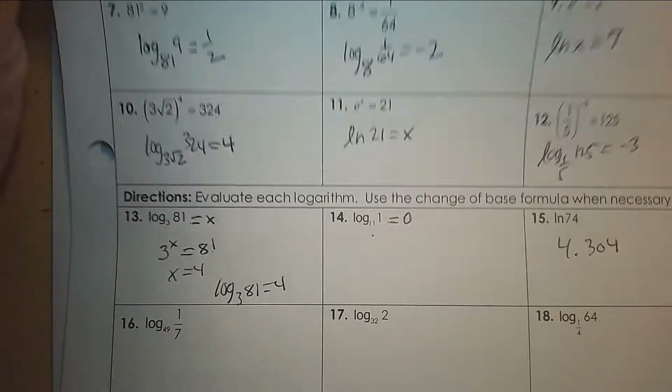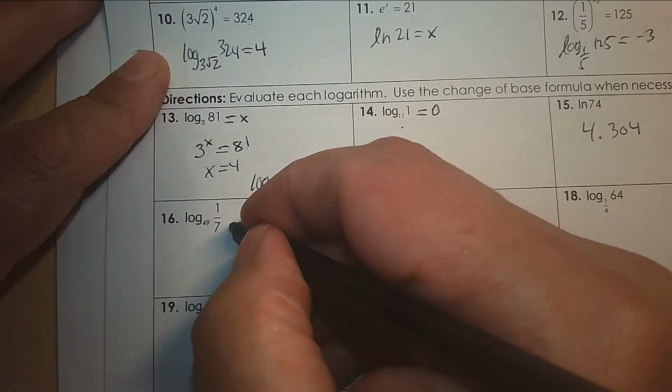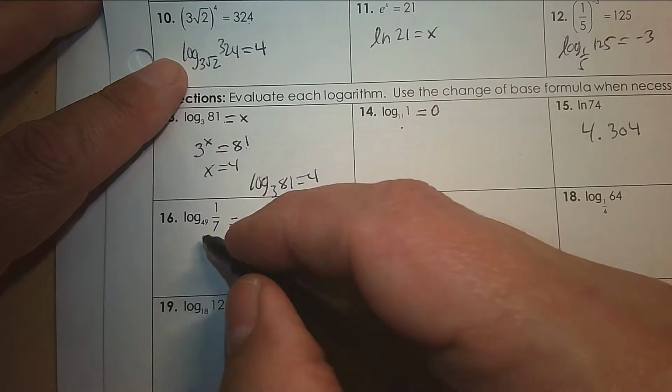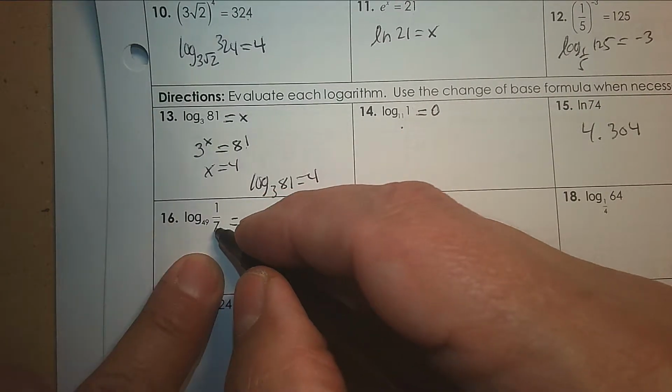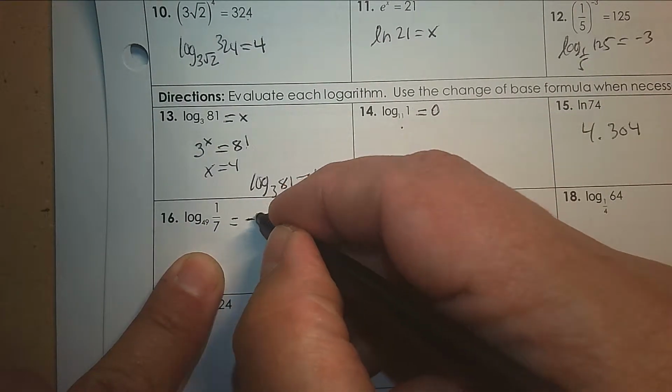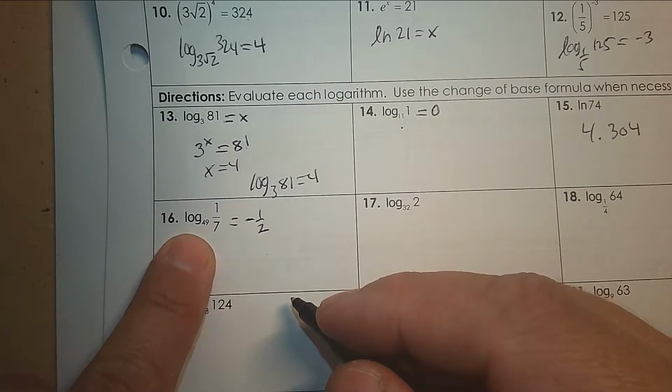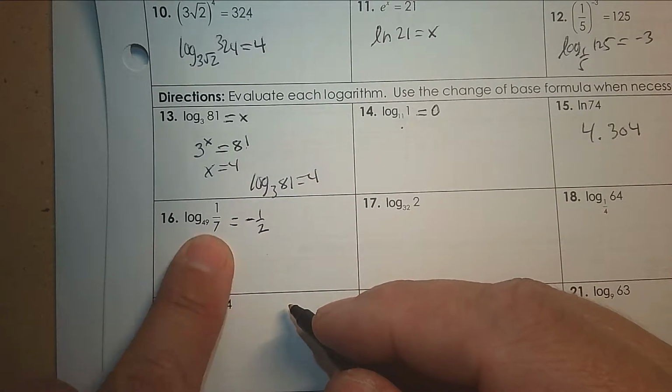Here, 49 to what exponent is 1/7? Well, the square root of 49 is 7. That's a half, but it's 1 over 7, so the exponent is negative a half. So positive a half would give me 7. Negative a half gives me 1 over 7.